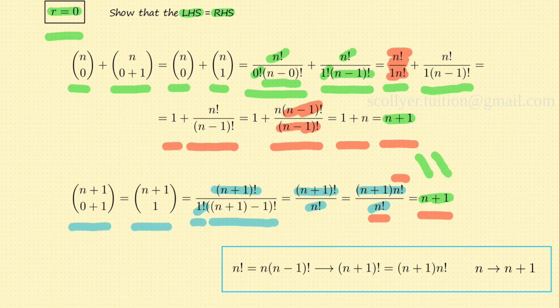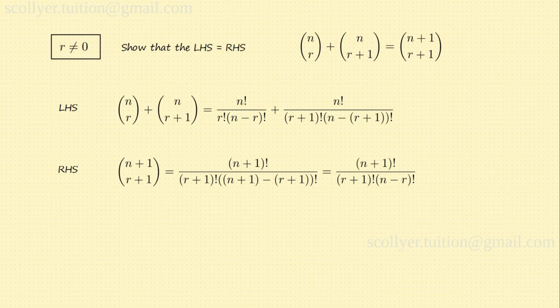And note that the substitution I made here, going from (n plus 1) factorial to n plus 1 times n factorial, comes from the relationship n factorial equals n times (n minus 1) factorial, which turns into (n plus 1) factorial equals n plus 1 times n factorial if we make the substitution n goes to n plus 1 in the first relationship. We now deal with the cases where r is not equal to 0, which is all of the rest of them, and we follow the same procedure.